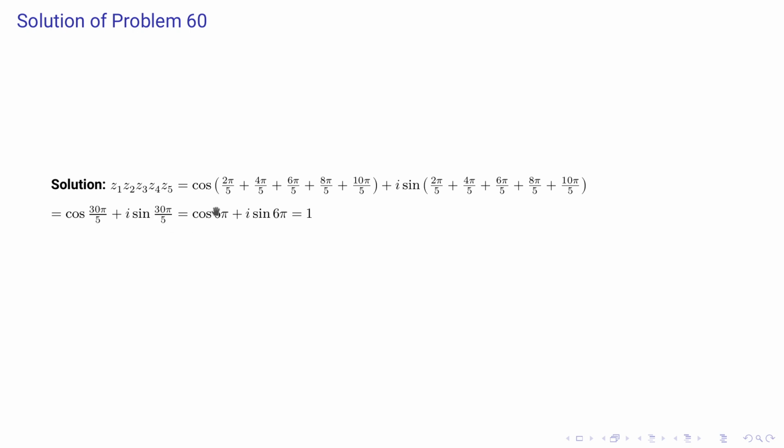So we have this 30 pi by 5, and we have the same value for sine. Now this is equal to cos 6 pi plus i sin 6 pi. Now these are multiples of 2 pi, so cos 6 pi would be 1 and i sin 6 pi would be 0. So the final value is 1.